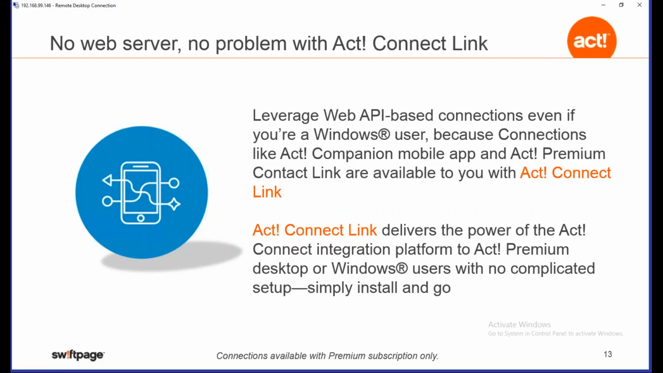So let's say you don't have a web server, and you don't have ACT for web necessarily, you just have the ACT Premium. You can still use these web API-based connections, even if you're just a Windows user, because the connections like the ACT Companion, which we talked about, and the ACT Premium Contact Link are available to you with ACT Connect Link. So this ACT Connect Link works with Premium, even if you didn't have ACT for web in version 19.